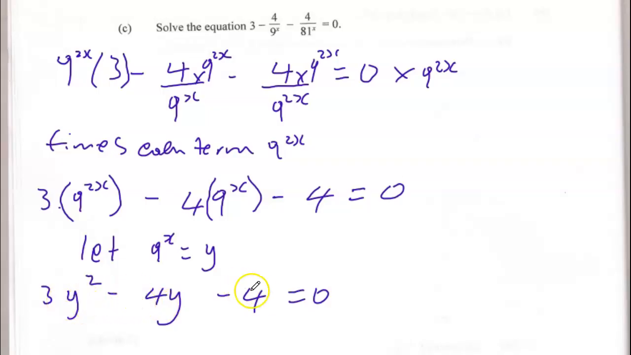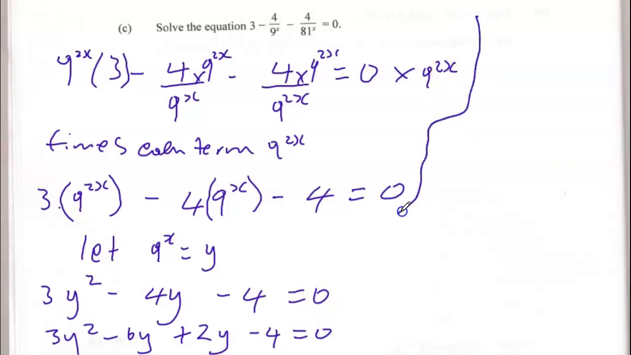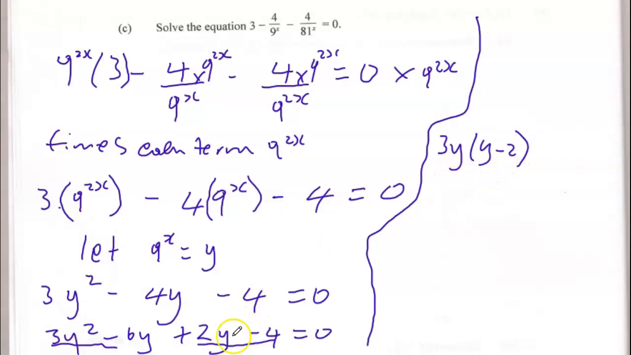So we think of two numbers that multiply to give minus 12 and add to give minus 4. And those values will be negative 6 and 2, right? So we rewrite the 4y as minus 6y plus 2y. And then we factor by groups. So the first pair, 3y into y minus 2. The second pair, positive 2 into y minus 2. So we have our brackets and then we equate both brackets to 0 and solve, right?